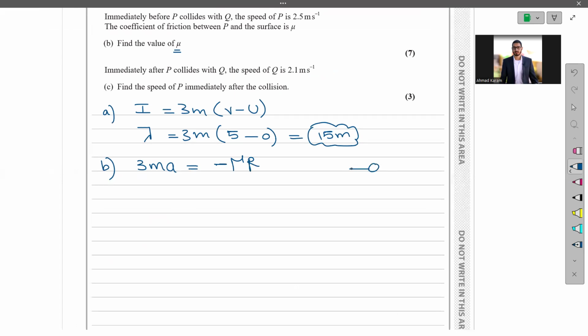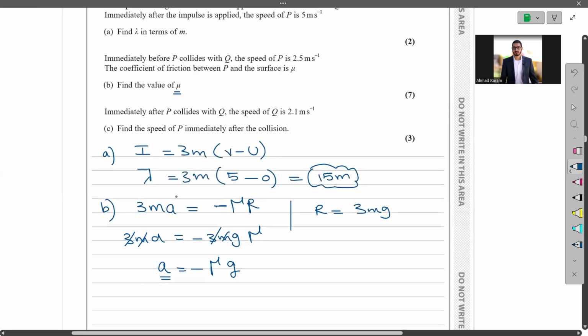The force backward here is mu R, the friction. And we have another equation, which is R equals 3mg. In this equation I can substitute: 3ma equals negative 3mg multiplied by mu, and we can cancel the 3m on both sides, so acceleration equals negative mu g. To get the value of mu, I need to get the acceleration first.